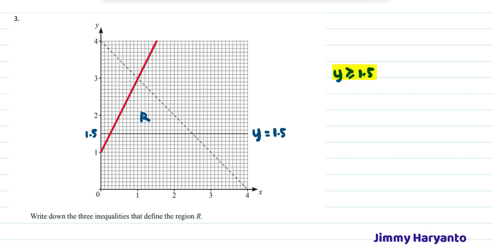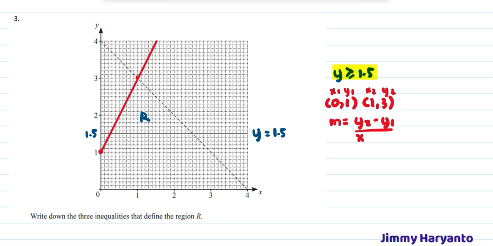Okay, I will choose 2 points. The first is (0,1), and then the next one will be, I think this one, (1,3). Okay, so this one is x1, y1, x2, y2. Find the gradient. Gradient equals y2 minus y1 over x2 minus x1. That means 3 minus 1 over 1 minus 0 equals 2.